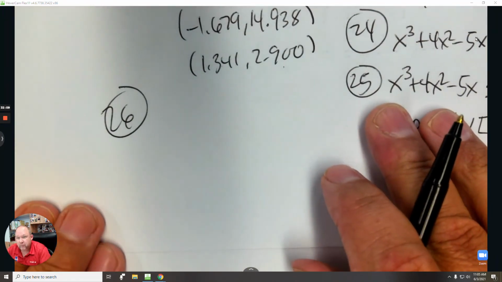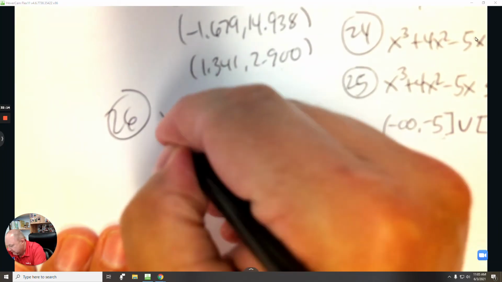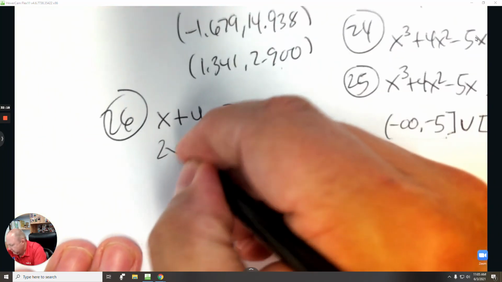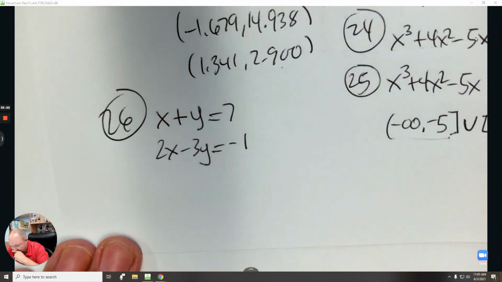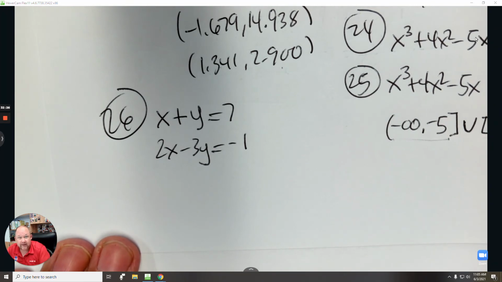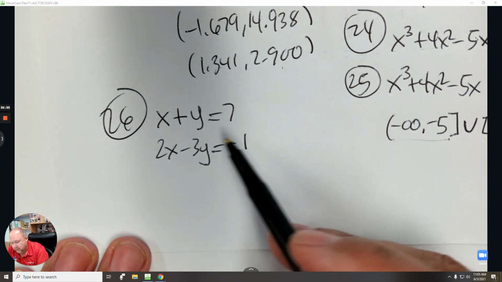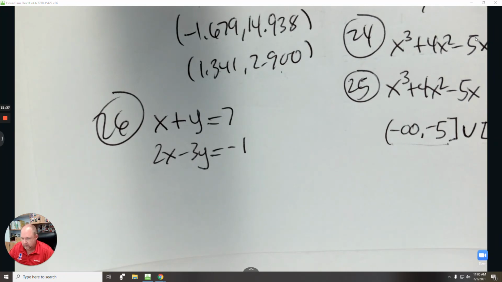In question number 26, it says find the x-coordinates of the point of intersection of x plus y equals 7 and 2x minus 3y equals negative 1. And then write the equation that you are solving. So I'm going to solve this with our calculator again. To solve this, there's different ways you can solve it. We're basically making it equal and seeing where that is. So let me just show you in the calculator how you would do it.